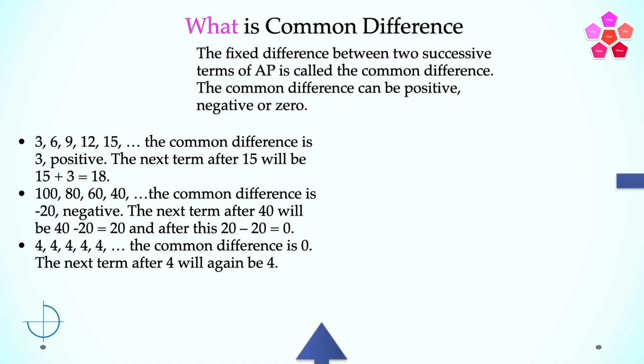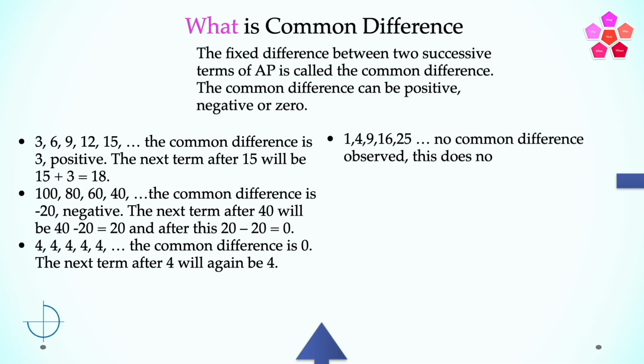Now let's take another list of numbers: 1, 4, 9, 16, 25. In this, no common difference can be observed. This does not show arithmetic progression.